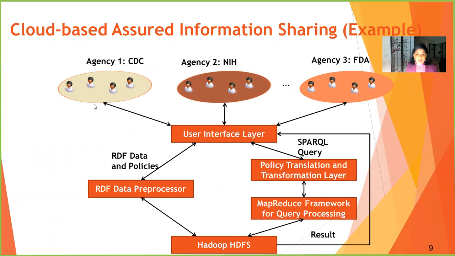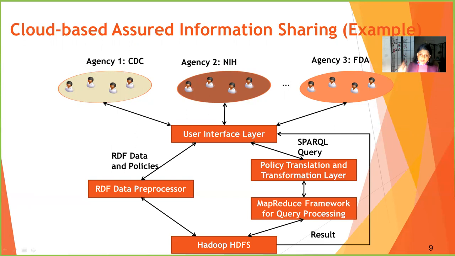We developed a system where you have, say, agency one, the CDC, the Center for Disease Control, agency two, the National Institutes of Health, and agency three could be the Food and Drug Administration. All three agencies have to share data, especially during COVID time, COVID-related data. So we developed this system where three parties or even more can put their data and policies into the cloud. Cloud could be anywhere. And before they share the data with the other partners, policies have to be enforced.